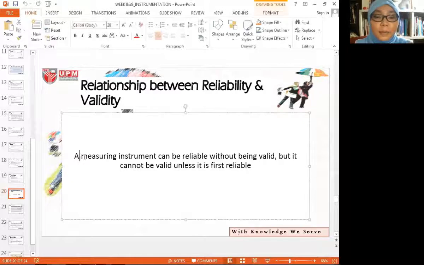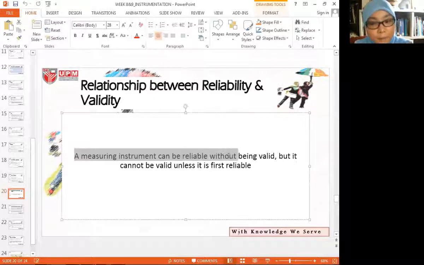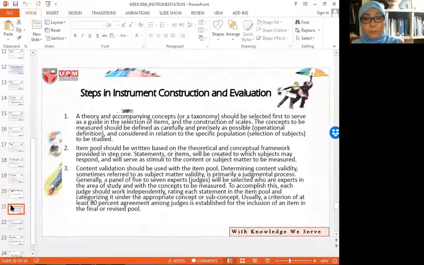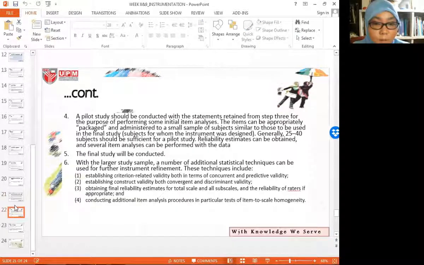Okay, this is what it means. A measuring instrument can be reliable without being valid, but it cannot be valid unless it is first reliable. The requirement is that it must be valid. If the instrument is valid, for sure it will be reliable. Okay. The steps in instrument construction and evaluation, no need.